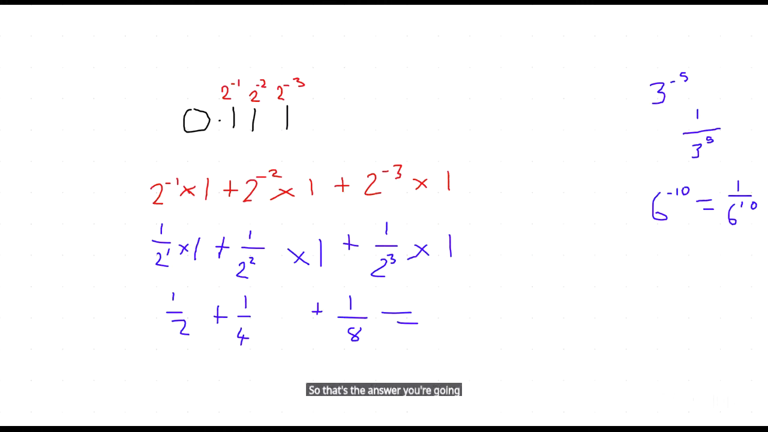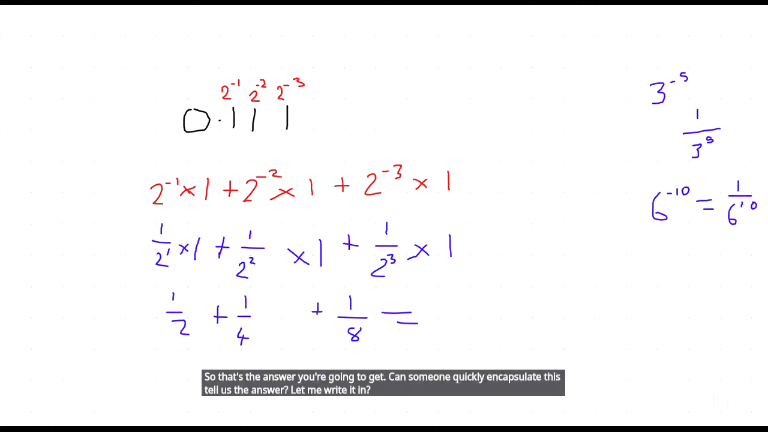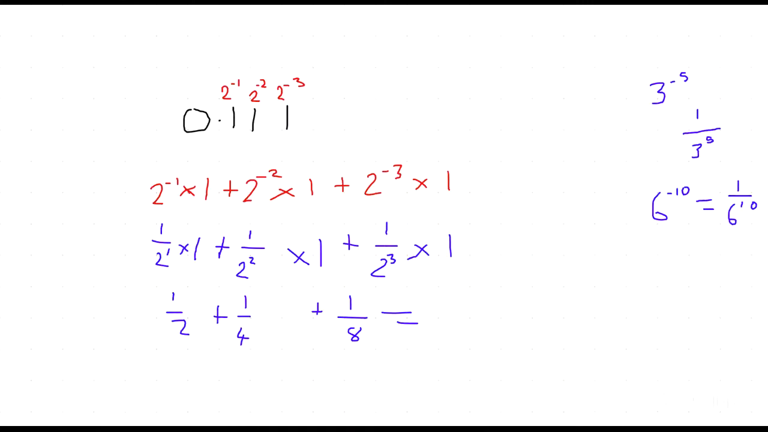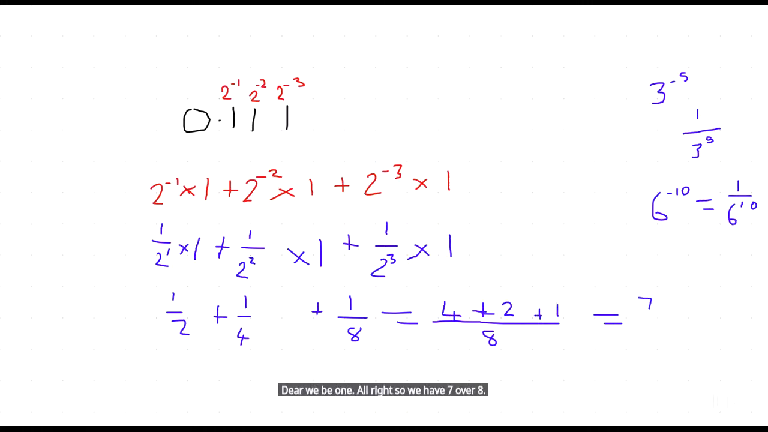Can someone quickly calculate this? Tell us the answer. Let me write it here. You got 7 over 8. Well, let me write it out. For those that will be asking, we have 8 here, here will be 4, here will be 2, am I right? Here will be 1. Correct? So we have 7/8, or 0 point something. So expect that coming. Okay, that's the last one.